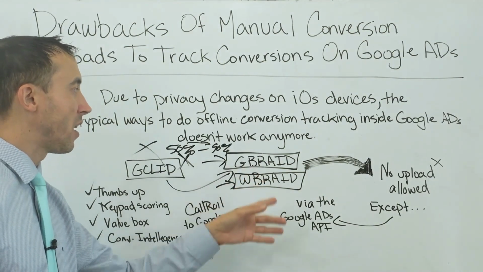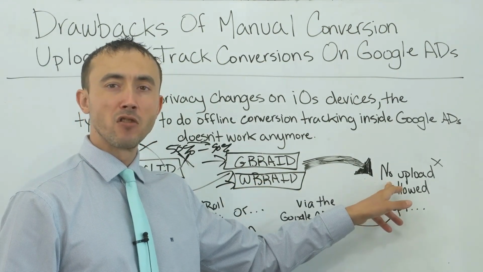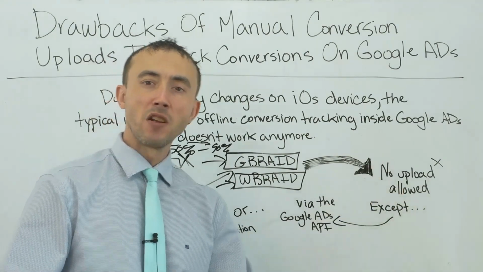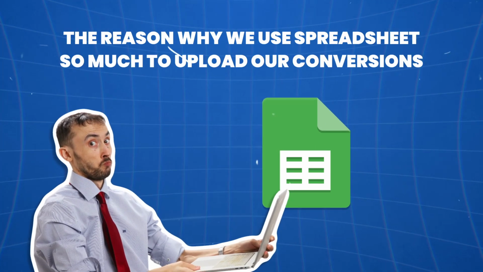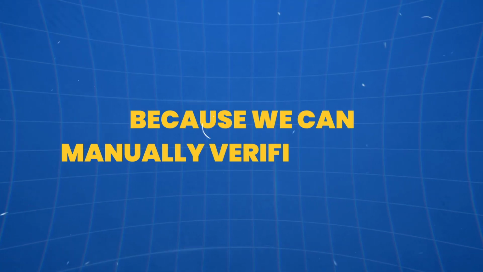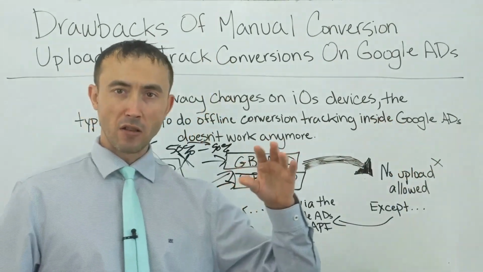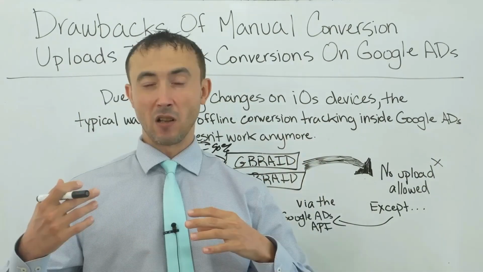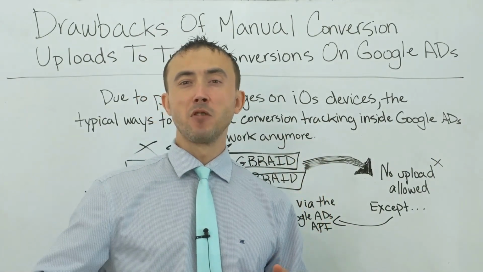The workaround is you are not going to upload your conversions to your ad account manually anymore, using the spreadsheet methodology that we would typically use. The reason why we use spreadsheets so much to upload our conversions is because we can manually verify a sale occurred. Because a lot of times, if we're going to track sales from a cleaning services campaign we're running, the client will provide the list of customers for the last month.